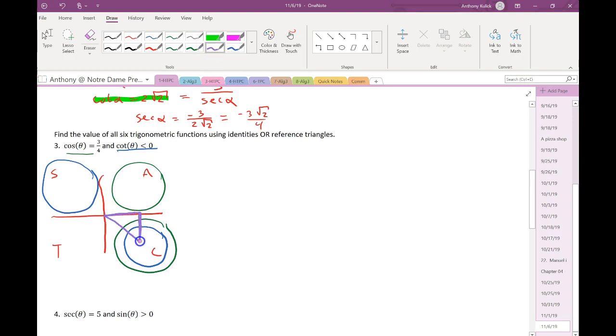So here's my reference triangle that I've drawn in. Notice that when I draw my reference triangle, I'm always drawing it back to the x-axis, never drawing my triangle with a side on the y-axis. Okay. So cosine is adjacent over hypotenuse. So I can use the Pythagorean theorem then to solve for that third side. Oh, that's 9 minus 7... there we go.